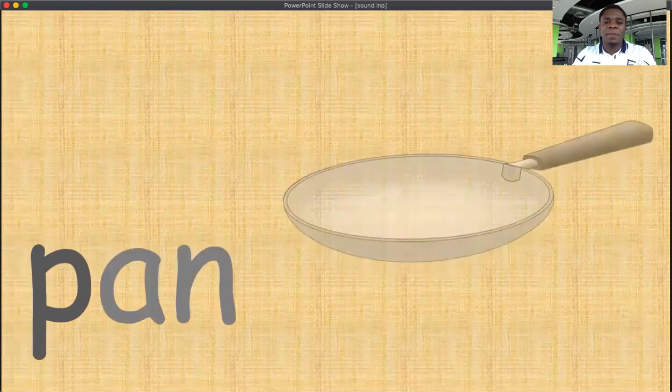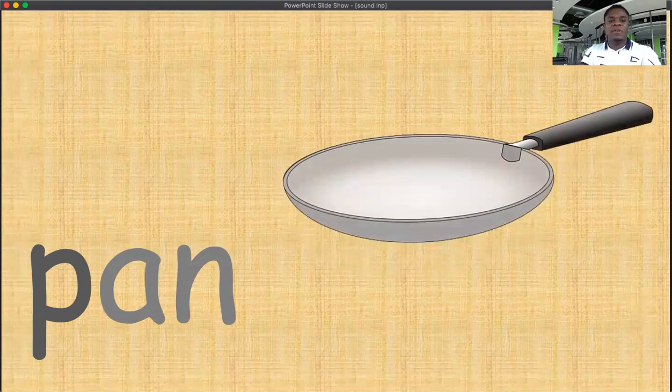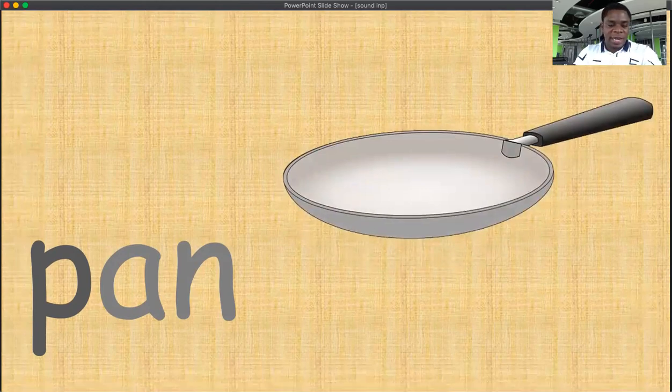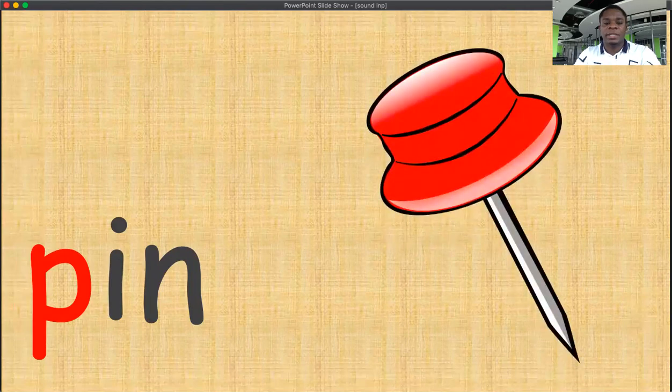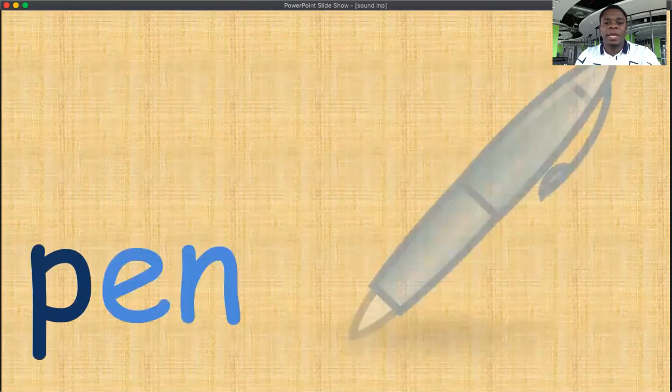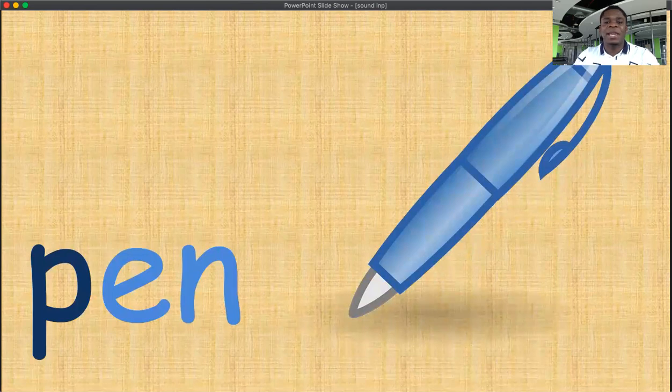Let's see words where it's being used. We have it here as in pan, pan, the instrument we use to fry things. Next, pin, pin. Can you repeat? Pen, pen, what we use to write things. Pen. Let me hear you say it. Can you do it?